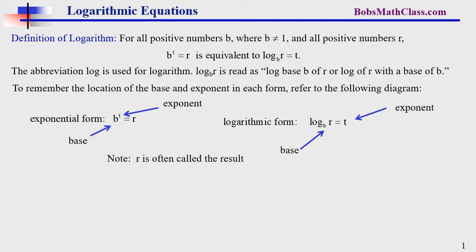Let's start with the definition of a logarithm. For all positive numbers b, where b cannot equal 1, and all positive numbers r, so b and r must be positive. That's going to be important in a lot of the equations that we solve. B to the t equals r is equivalent to log of r with the base b equals t.